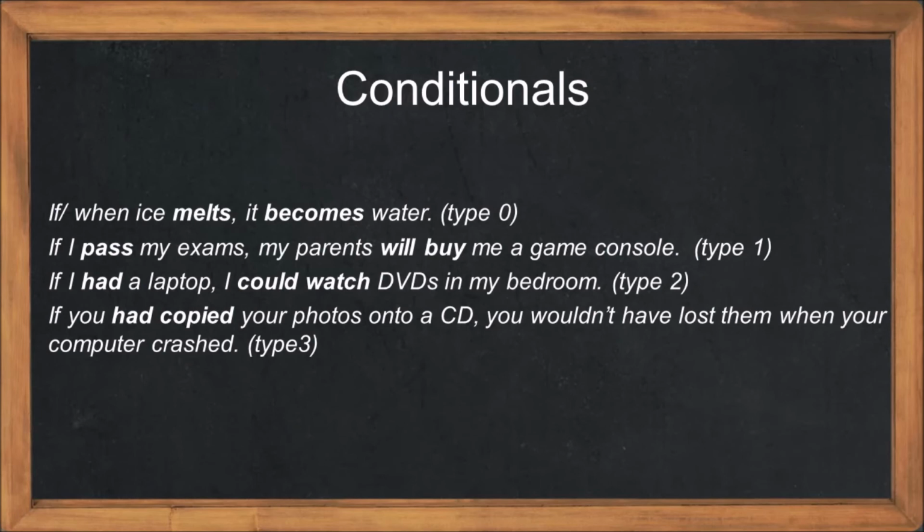Here we have examples for each type. Let's go together and see. Type 0. If ice melts, it becomes water. This is a general fact. If I pass my exams, my parents will buy me a game console. It's type 1. If I had a laptop, I could watch DVDs in my bedroom. Type 2. It's unreal. I don't have one and I can't watch movies in my bed.